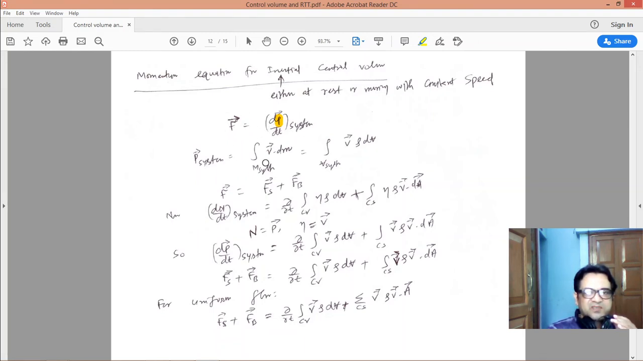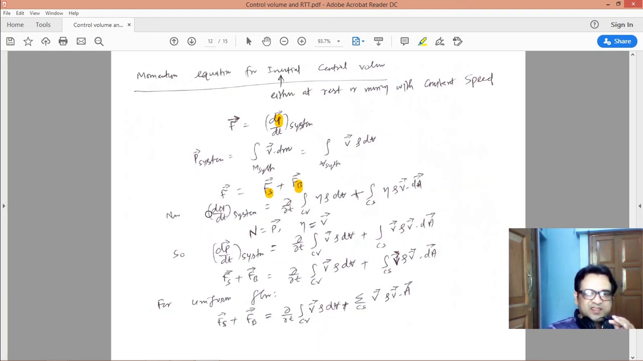So P of the system will be integration of V dm, velocity multiplied with the mass, so integration of V rho dV. What are the different forces acting on a control volume? Basically the surface forces and the body forces. Surface forces may be your pressure force, maybe your viscous forces. Body forces is basically the gravitational force.